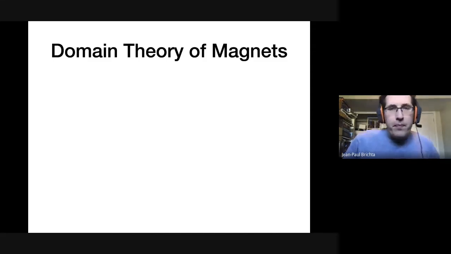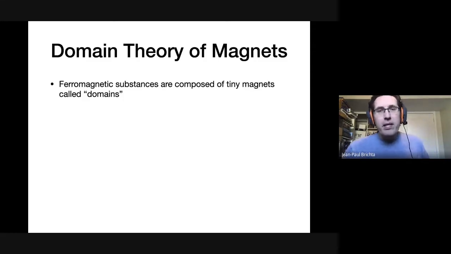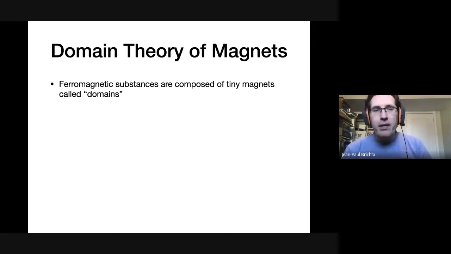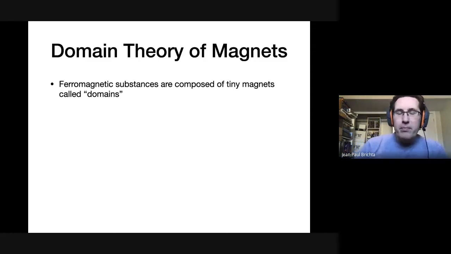Okay, so one of the theories of how magnets work actually goes back to an understanding of atoms, really, if you carry this all the way through. But to break things down a little bit, there's the domain theory of magnetism, or the domain theory of magnets. The idea is that if you have a ferromagnetic substance, ferro means iron, and magnetic, of course, is magnetic. So you have an iron magnet, or something that's at least partially iron.